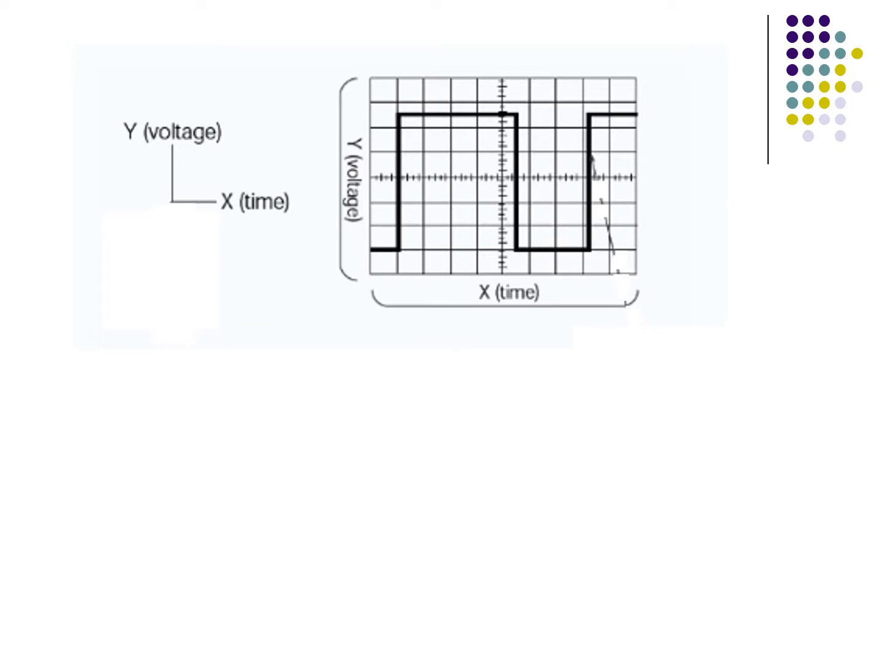The fundamental thing that an oscilloscope displays is the voltage amplitude, and it is related to the time axis. So the horizontal axis is the time axis, and the vertical axis is the amplitude axis or voltage axis.